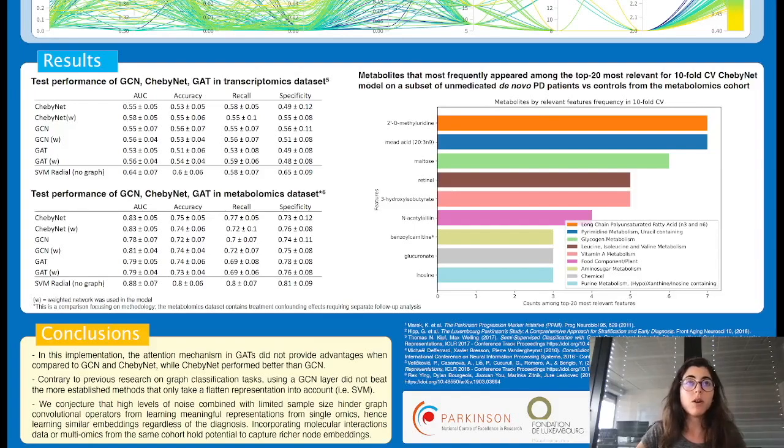For example, here we compared the graph representation learning methods with a support vector machine using a linear kernel, so no graph structure, and we see that this method obtains higher performance metrics on both datasets than the graph representation learning one. We hypothesize that the reasons may be a high level of noise combined with limited sample size that is hindering graph convolutional operators from learning meaningful representation that allows to distinguish PD patients and controls.